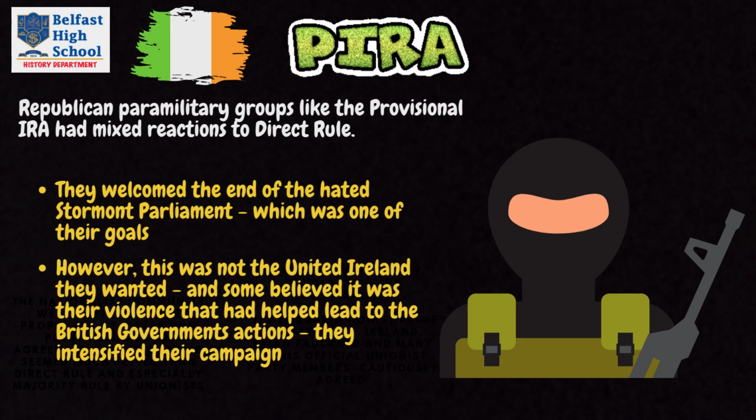What about the IRA? Well, Republican paramilitary groups like the Provisional IRA had mixed reactions to direct rule. They welcomed, obviously, the end of the hated Stormont Parliament, which was one of their key goals, to get rid of Stormont, so that was achieved. However, this was not the United Ireland they wanted, and some believed it was their violence that actually helped them get to this spot where the British government were actually taking action. So what did they do? Well, they intensified their campaign against the British government.